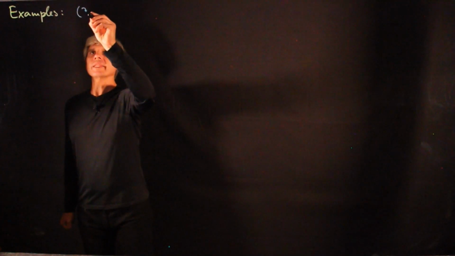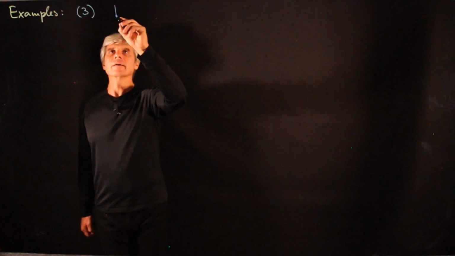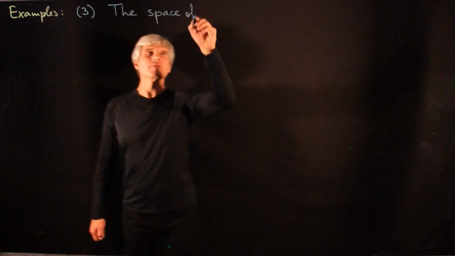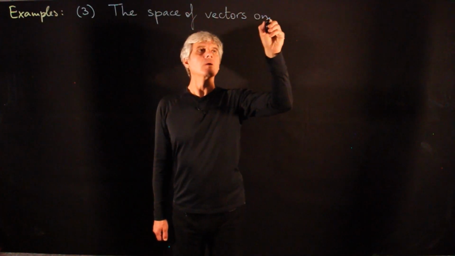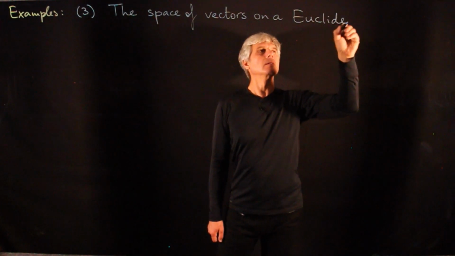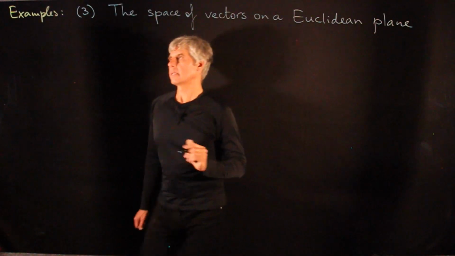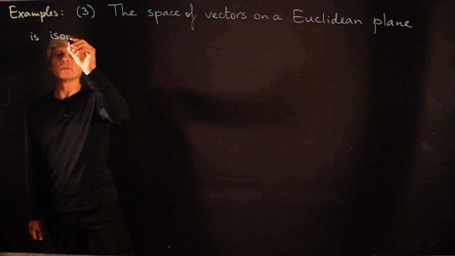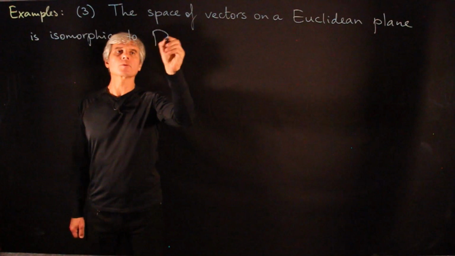So as our next example, let us show that the space of vectors on a Euclidean plane is isomorphic to R2.